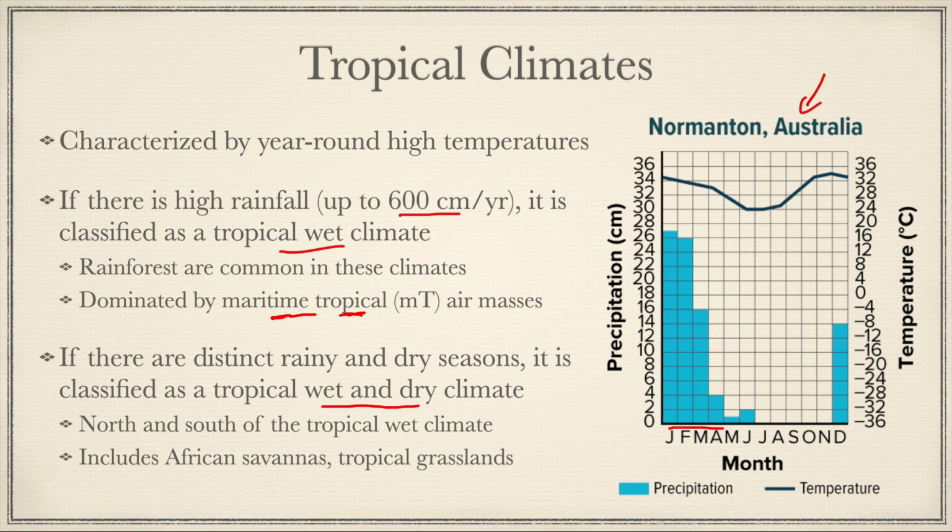We definitely have a wet season in the winter, so December, January, February. We have this dry season in July, August, September. So this includes African savannas, these tropical grasslands, and also some areas in Australia.